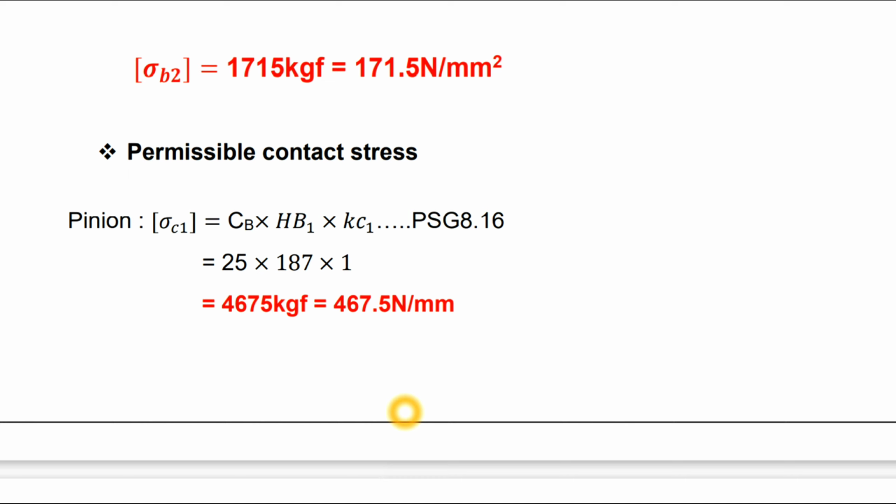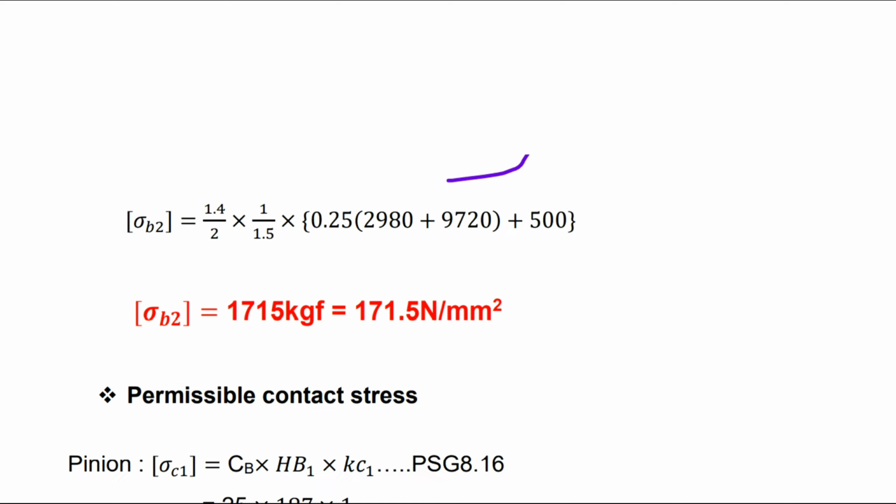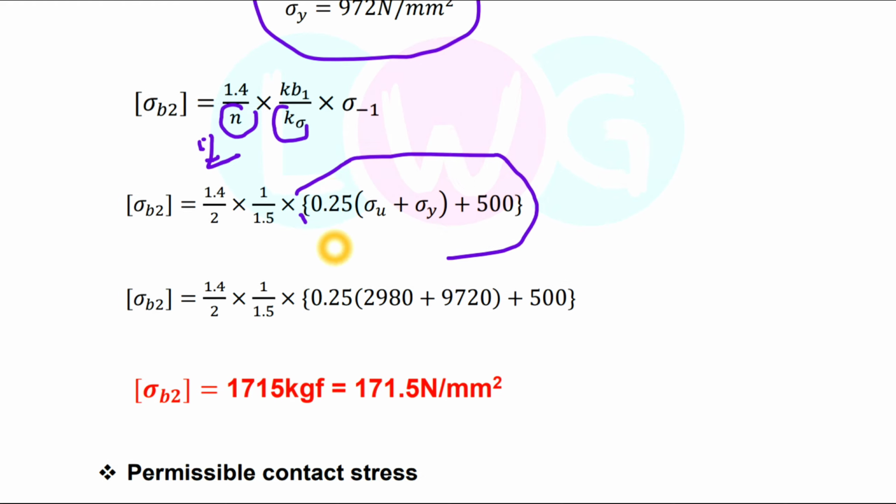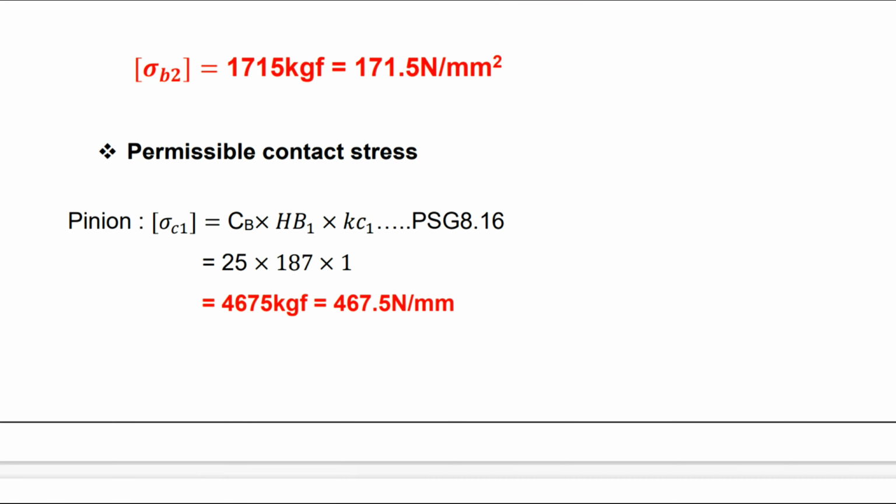Next, we will find the permissible contact stress. We found the permissible bending stress; now we will find the permissible contact stress. For permissible contact stress we have to find it for both pinion and gear. For the pinion, sigma c1 is equal to Cb into HB1 into Kc1. This formula you will get at PSG 8.16, where Cb is the coefficient depending on the surface hardness, and this value we will get from table number 16, on the same page.